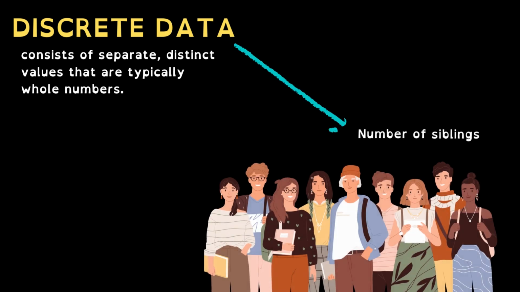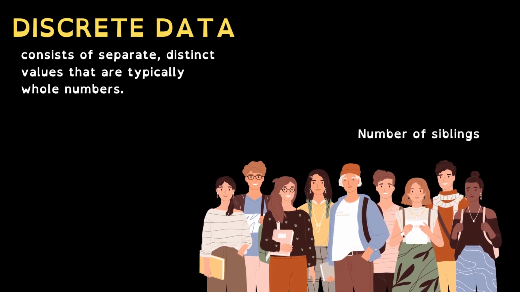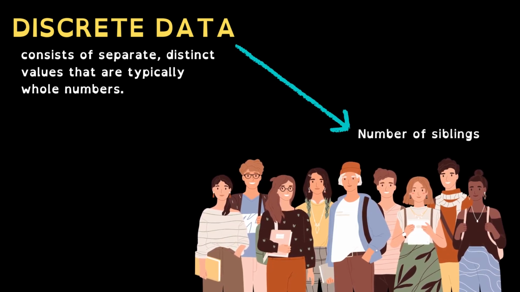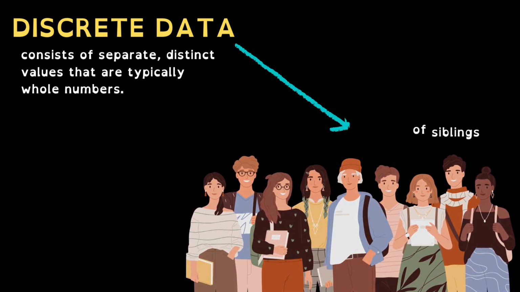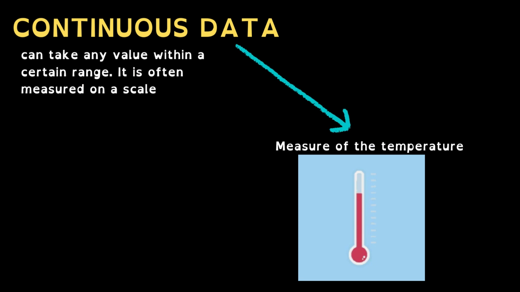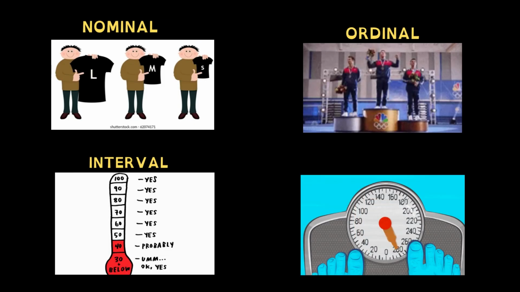There are two types of quantitative data: discrete and continuous. Discrete data consists of separate, distinct values that are typically whole numbers. On the other hand, continuous data can take any value within a certain range. Moving on, we explored the four levels of measurement: nominal, ordinal, interval, and ratio.